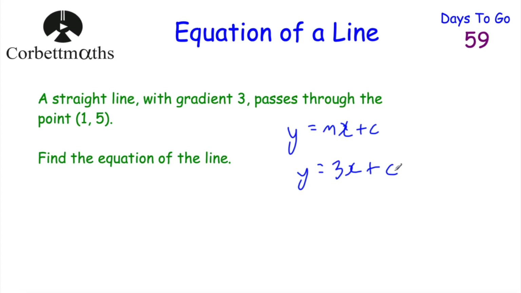Now one way you could find where it crosses the y-axis is to consider what the graph looks like and do a little sketch. So you could do a little sketch like this where we've got our x-axis and our y-axis. We know the line's got a gradient of 3, so it's got a positive gradient, it's going up this way, and it passes through the point (1, 5).